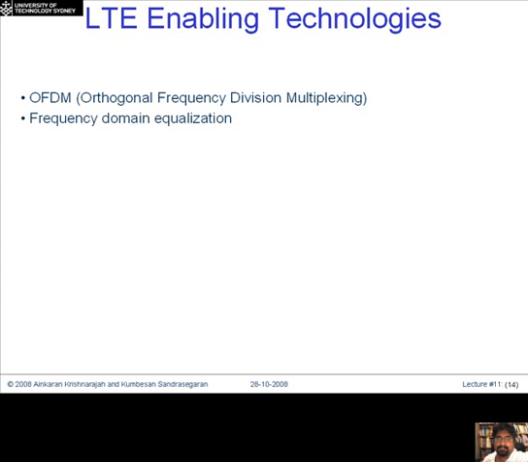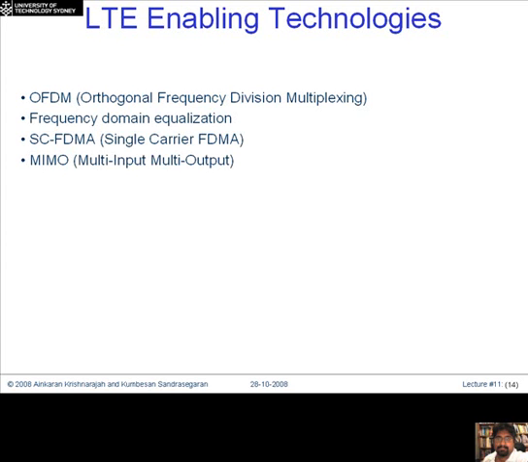So if those are the basic ideas behind LTE, what sort of technologies are used? Well, we've already said that on the downlink, LTE uses orthogonal frequency division multiplexing. Have you come across OFDM in any of your subjects so far? No. Okay. It also uses something called frequency domain equalization. On the uplink, it uses single carrier FDMA. It uses multi-input, multi-output as a means of improving the data rate.